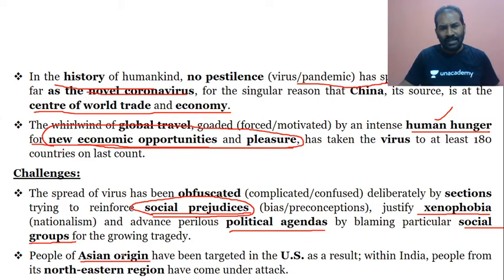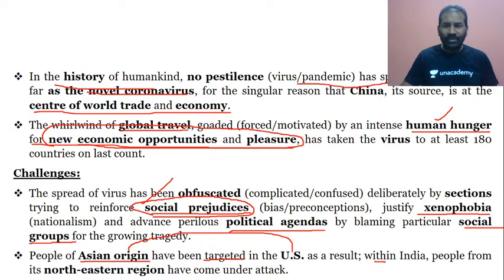So there are many challenges. Because of the global travel which is happening, because of the human hunger for new economic opportunities, there is definitely a challenge that we are all bound to face. And the main important challenge is social prejudice. So the US, or the Americans, look at Asians, or target people of Asian origin, and it is the US which is targeting them, so social prejudice is definitely a consideration there.